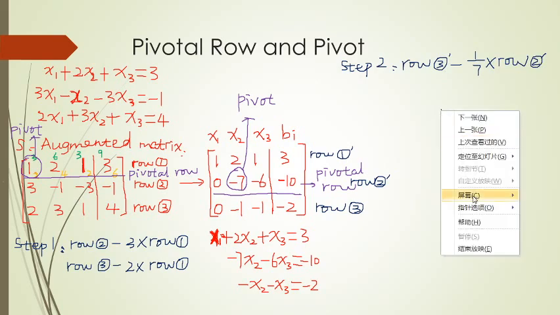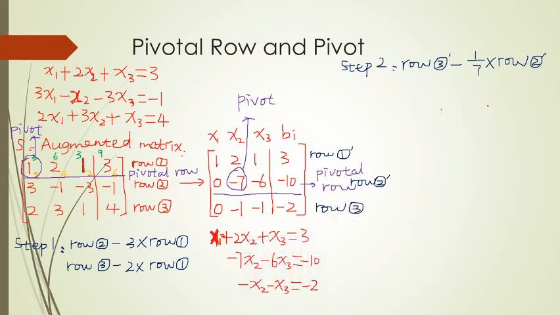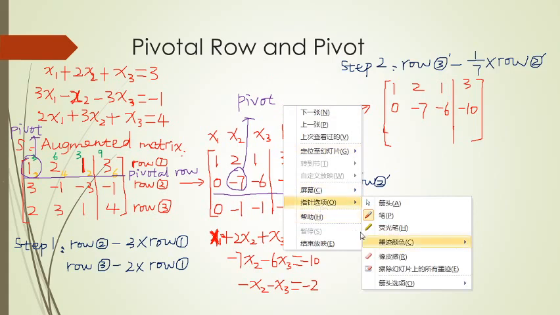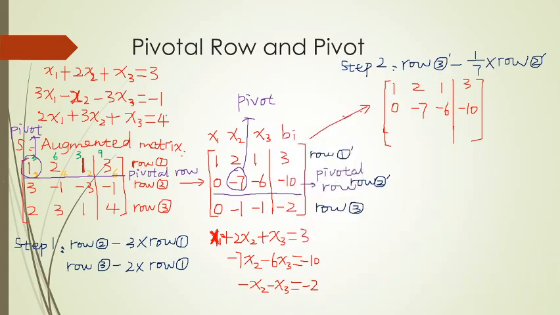So in this new augmented matrix, from here to here, the first one is fixed: 1, 2, 1, 3. The second one is the pivot row, so it's fixed: 0, minus 7, minus 6, minus 10. Then how can we do this one? Let me use green color, or you calculate in your mind. Times 1 over 7, this is 0 again. Times 1 over 7, this is minus 1. And times 1 over 7, this is minus 6 over 7. This is minus 10 over 7.